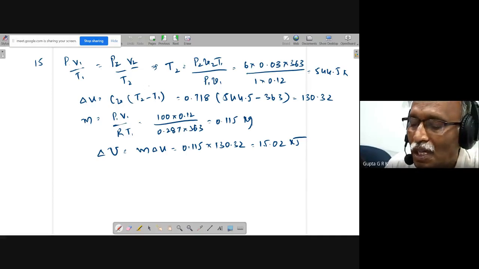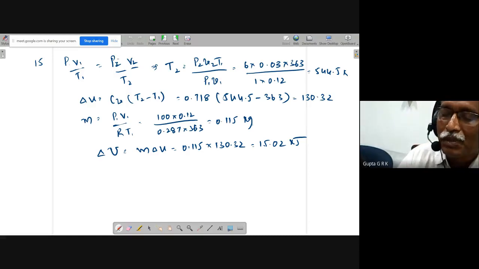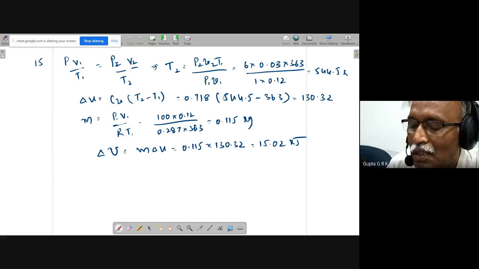So T2 is not there. First I have to get T2 using the gas equation: P1 V1 by T1 equal to P2 V2 by T2. So first calculate T2, then delta U is Cv into T2 minus T1.